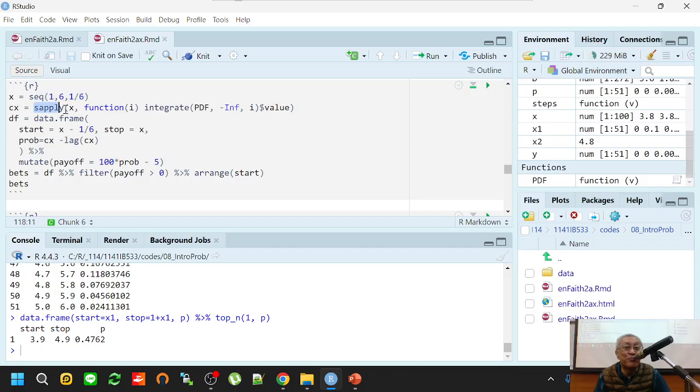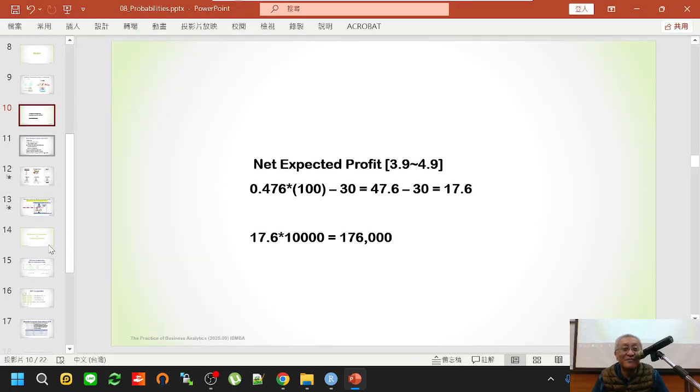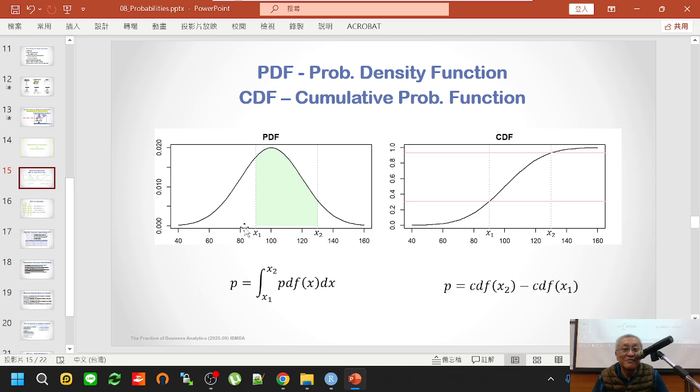And again, I use sapply to, for every starting time, calculate the probability. As you can see, I use infinite here and calculate to I, and I is one of these values. This is the idea of the so-called CDF. It calculates from the left tail. The idea is like this. Okay, this is the PDF.